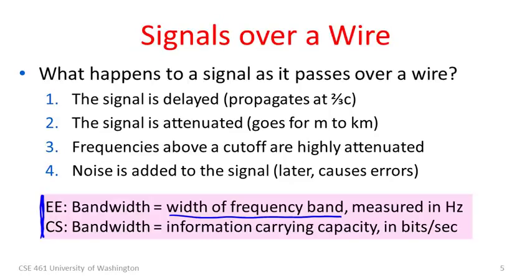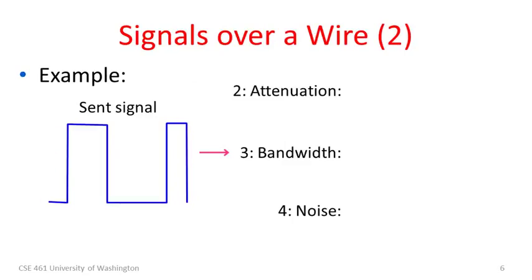In the CS community, bandwidth is regarded as the information carrying capacity of a link. It's given in bits a second, megabits per second. We might talk of that as bandwidth. These two quantities are really related, because if you have more EE bandwidth, you'll be able to get a link which sends information more quickly. It will have more CS bandwidth, so they're certainly related, but they're not quite the same thing. So you need to be careful who you're talking to, to understand what they mean.